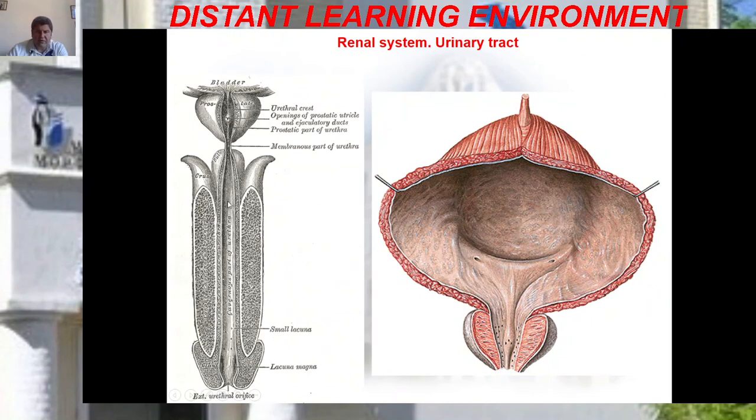This is the male urethra, which is not only a urinary tract, it is also a part of the reproductive system. But the female urethra is only a urinary tract without the reproductive system. Let me tell you some words about the female urethra. The female urethra arises from the urinary bladder.